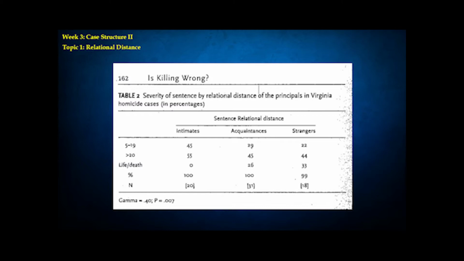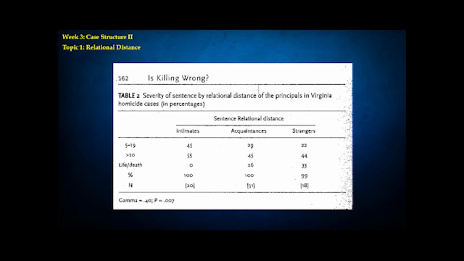So we've seen several studies of homicide that talk about this and have this finding that people convicted of killing intimates tend to get less severe sentences than people convicted of killing strangers. So as the relational distance between victim and offender increases, the severity of the punishment increases. And the chapter by Mark Cooney on the relational dimension talks about a lot of examples of that.